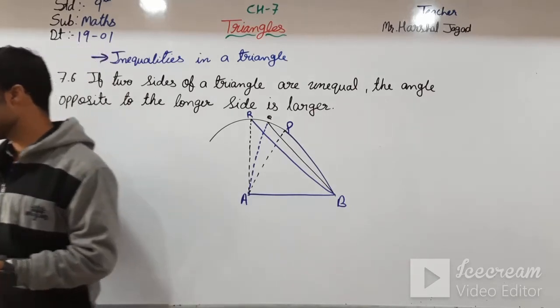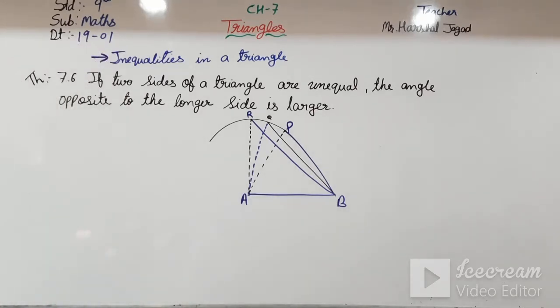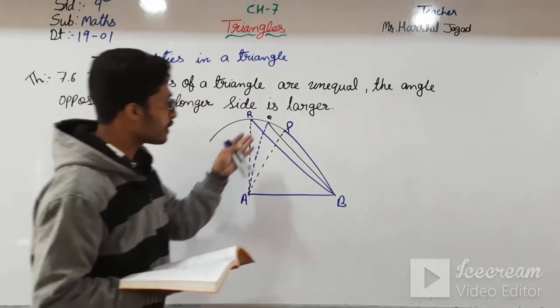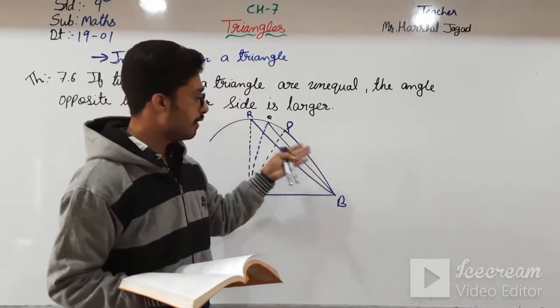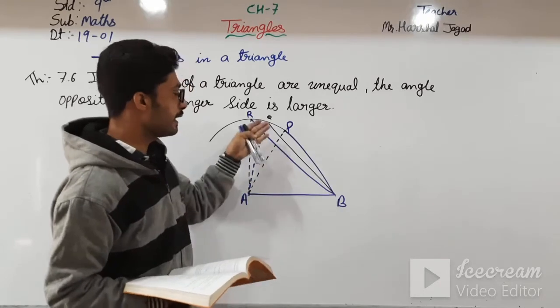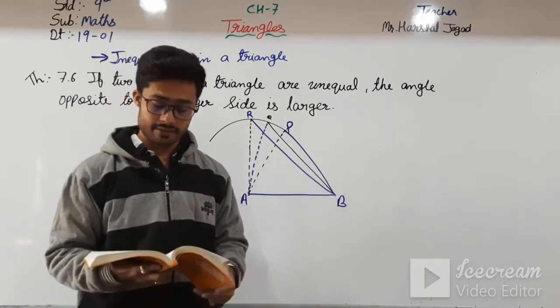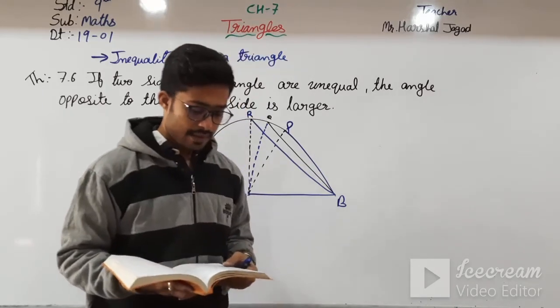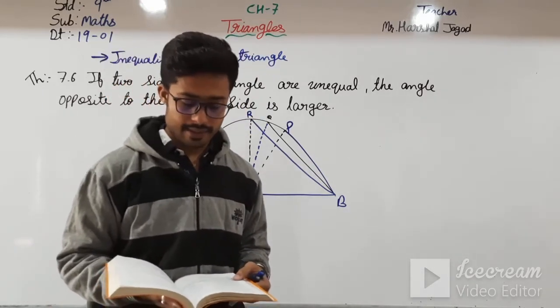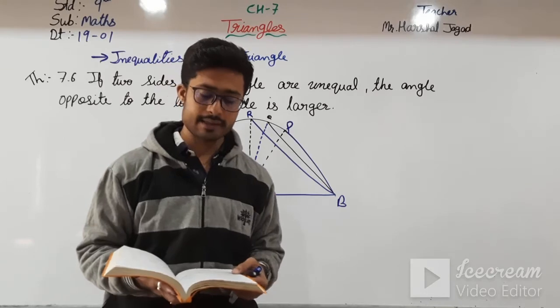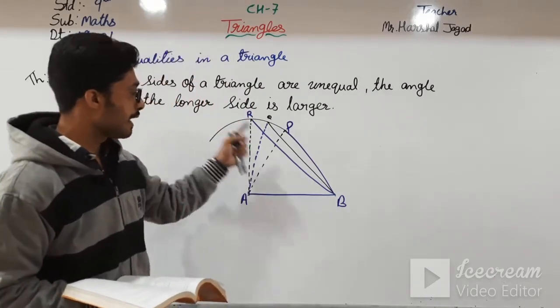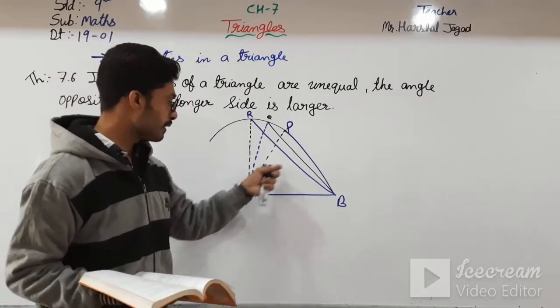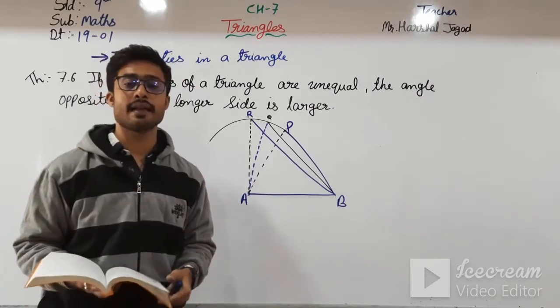Okay, the figure is given now. If I go this side, then what will happen? This length will increase and this angle will increase. Okay students, so this way it is given. If two sides of a triangle are unequal, the angle opposite to the longer side is larger. It means the larger side has the larger angle opposite to it.